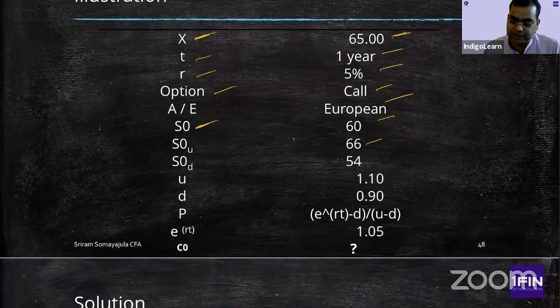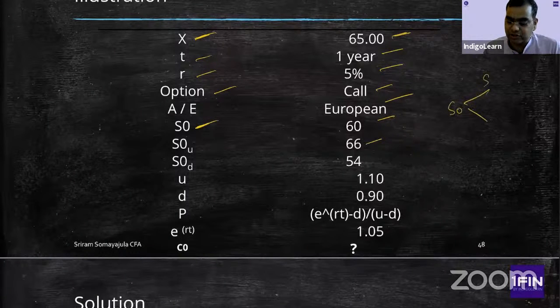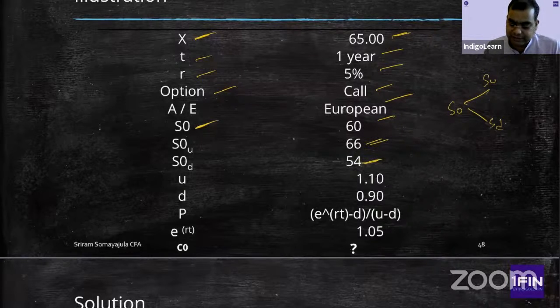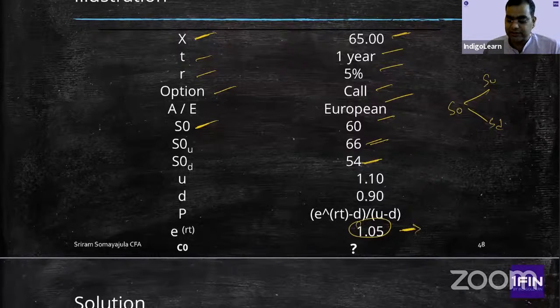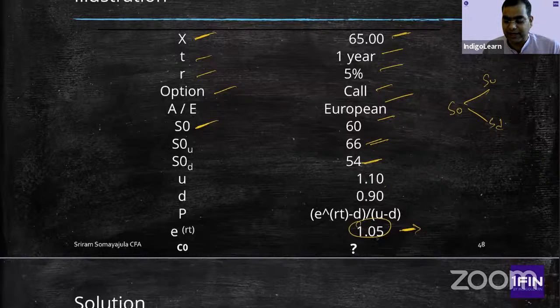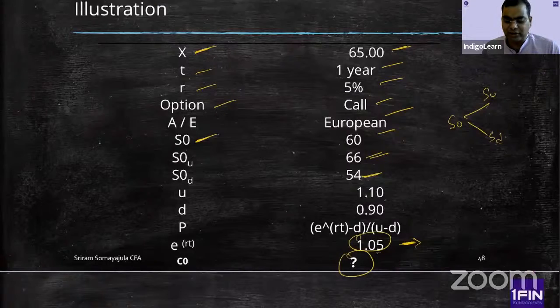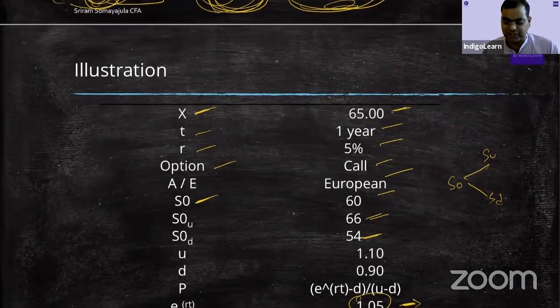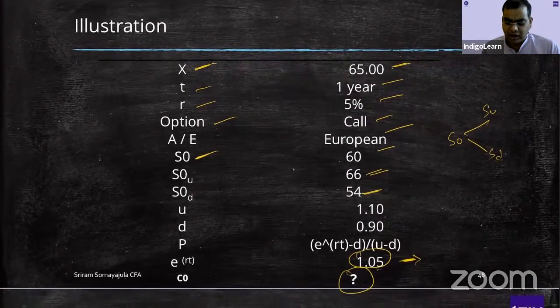The up move, that is, it is going up from S0 to SU, and this is SD. The up move, which is 1.1, gives 66, and the down move gives 54. Then the expected rate of return, the future value factor, that is e power rt, is 1.05. Then find out the value of the option. This looks very similar to what we did earlier, but I think there are some small number changes. Okay. Now, how do you do this?